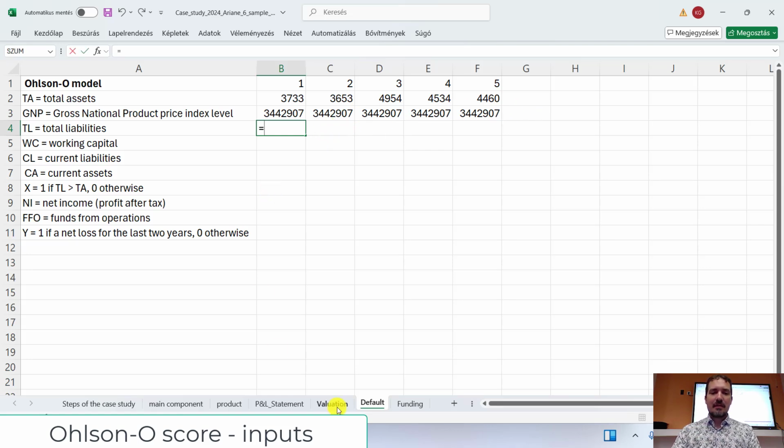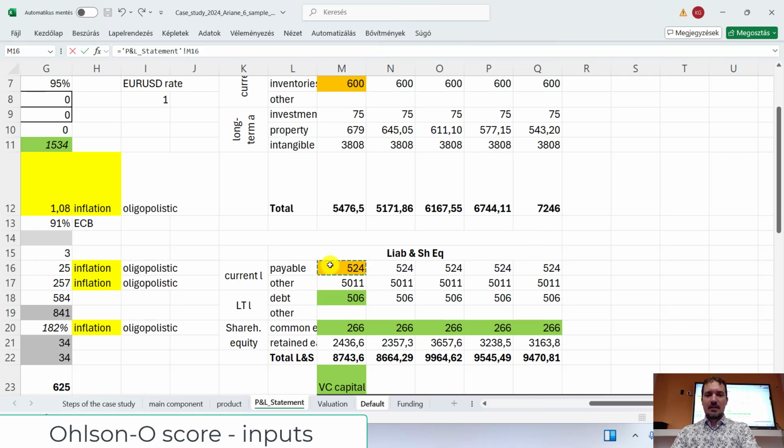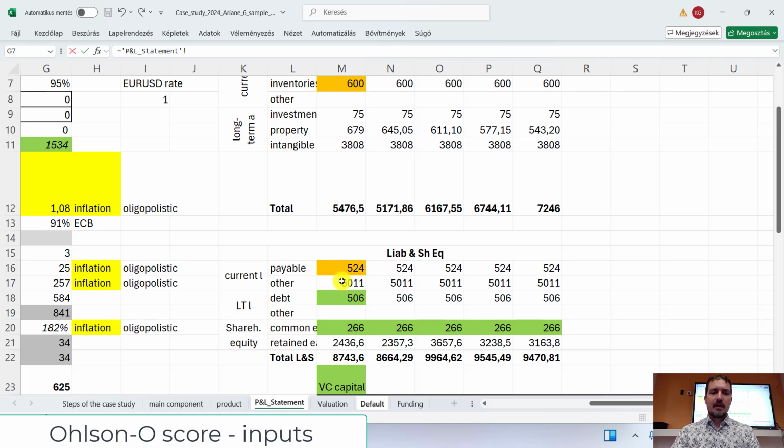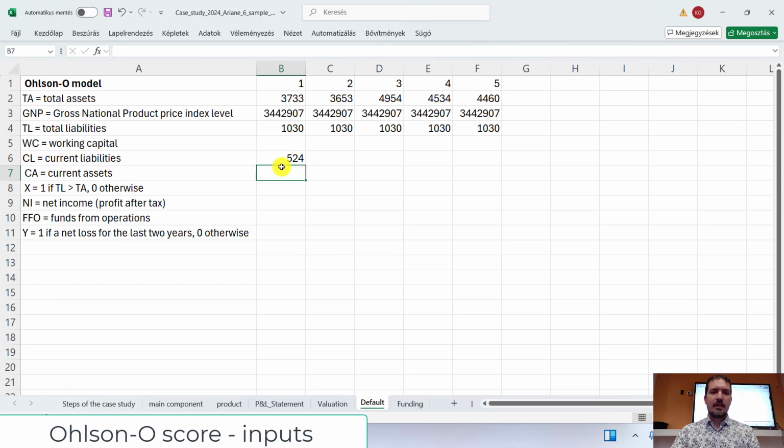Okay, total liabilities. Then again, I'm picky, so I'm just taking what I know. The reason is also that mostly the company is working together with its parent companies. Okay, then first current liabilities. Payable, current assets.